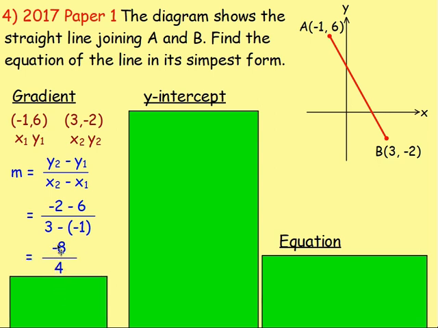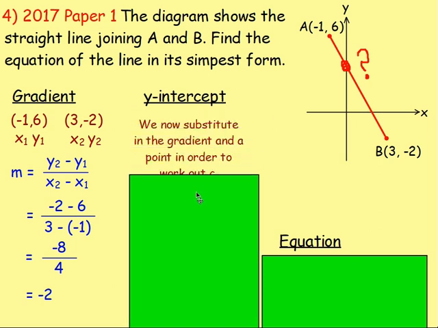We've got a negative divided by a positive. The signs are different, so it's going to be a negative answer. And 8 divided by 4 is 2. So we've got negative 2 for our gradient. With the y-intercept, we do not know what this point is. You can see it crosses over the y-axis, but at what? We do not have a clue. So we need to try and work it out a different way.